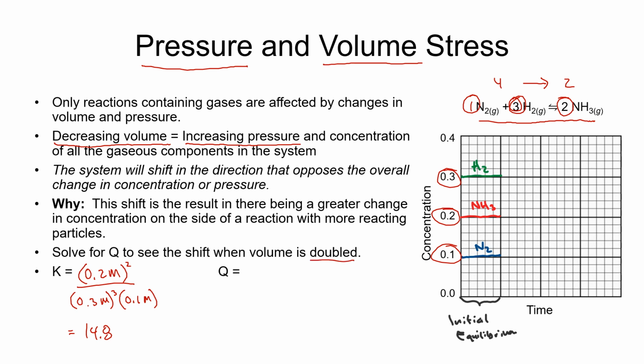So let's see what happens when the volume is doubled. When the volume is doubled, the concentration of all those things is going to drop to half of what it was. So 0.2 is going to become 0.1, and that'll be squared. The 0.3 will become 0.15, and that'll be cubed. And the 0.1 becomes 0.05, and that'll be to the power of 1. So let's see what that comes out to be. So that comes out to 59.3. And so you can see that Q is much, much larger than K, and that means the equilibrium is going to shift to the left, which is what we'd expect with Le Chatelier's principle, right? Le Chatelier's principle said that if we double the volume here, that's going to cause a drop in the concentration or pressure, and that means the equilibrium should shift in the direction that increases pressure, and so the concentrations bear that out.